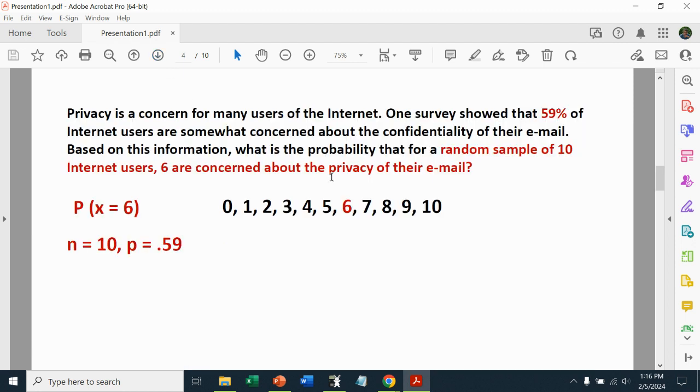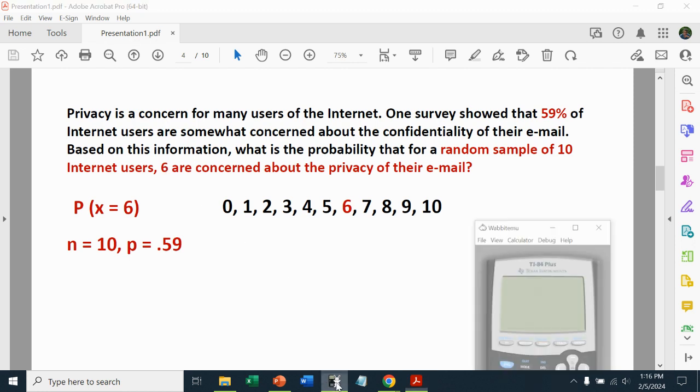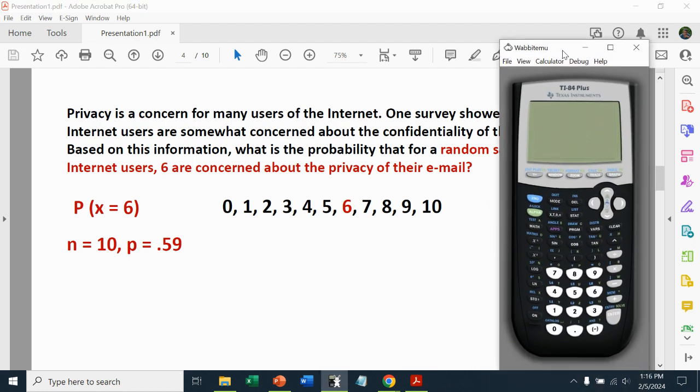All right. Here's that same problem, and I'm going to do it utilizing the calculator. Same problem: 59% of internet users are concerned about their privacy. We've got a sample of 10 users. What's the probability of exactly 6? So I'll turn on my calculator and clear this off. The first thing I want to do is check my float, and I'm going to leave it at 3 places, which is okay. All right, I'm going to quit out of this.